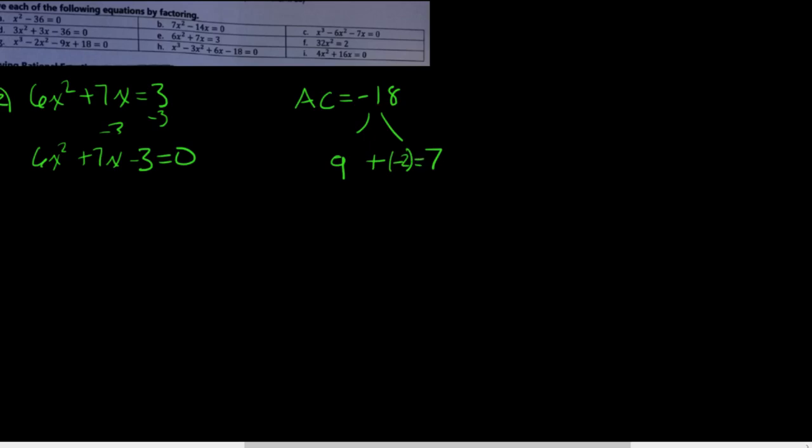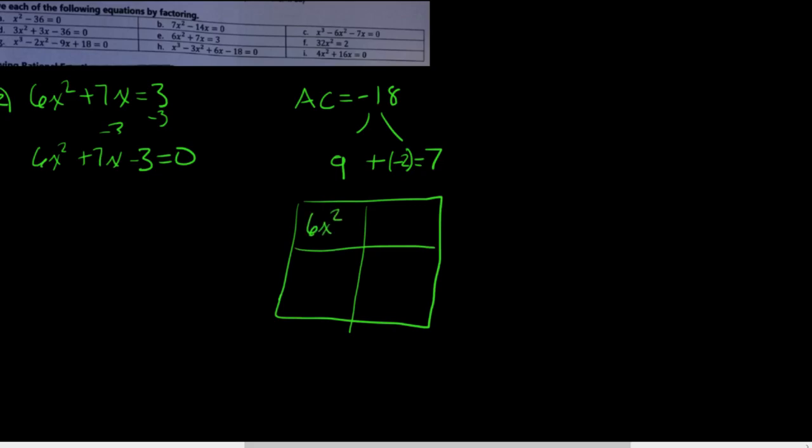And so then I can set up my table. Let's see if I can make a nicer table. That's not the worst table I've made. So here I've got 6x squared. I'll go ahead and put 9x here, negative 2x here, and negative 3 here. So then I just start taking out what they have in common. So I've got 3x here, which means I've got 2x there, negative 1 there, and 3 there. So then my factors here are 2x plus 3 times 3x minus 1.